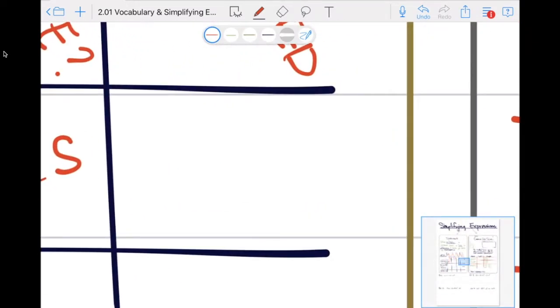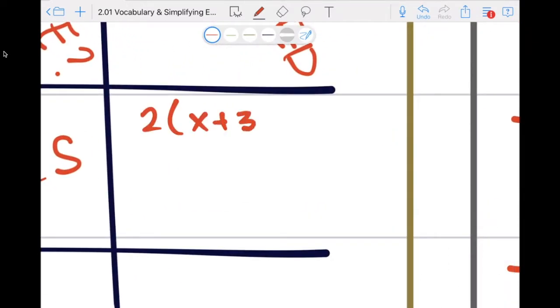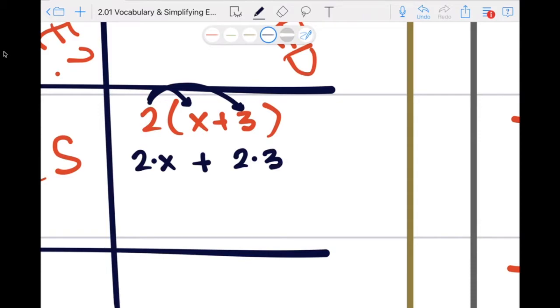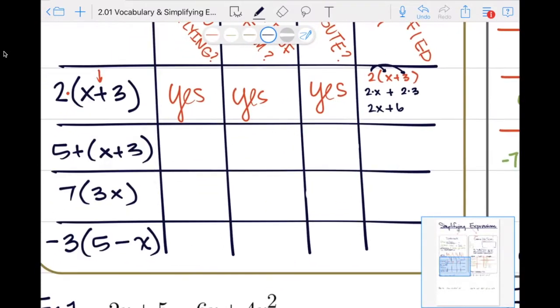So what does that look like to distribute? Well, think about the word distribute in normal, everyday language. If you distribute papers to a class, that means you give a paper to each individual student. When we distribute in math, we take the number that's being multiplied times the sum or difference, and we make sure we multiply it times every term in the sum or difference. So now we're going to do 2 times x plus 2 times 3. Or in other words, 2x plus 2 times 3 is 6. And that's what distribution looks like.